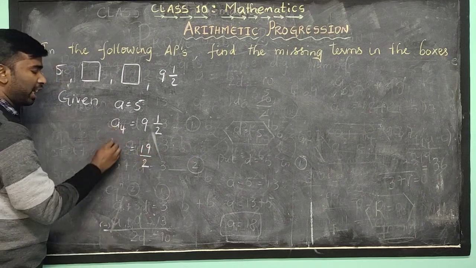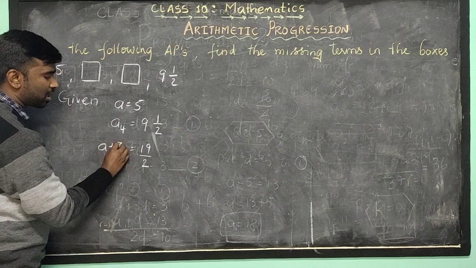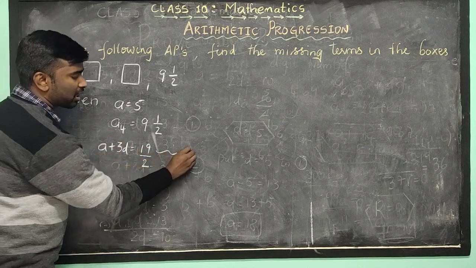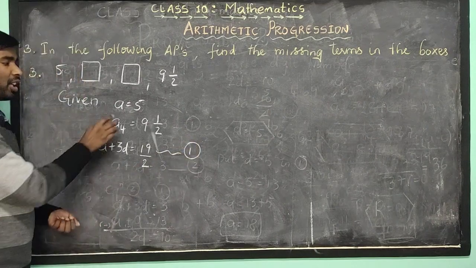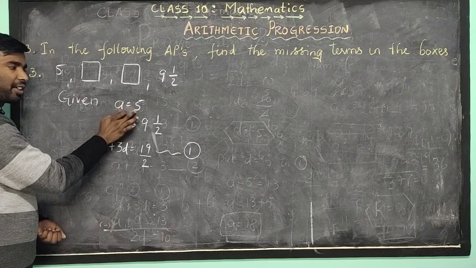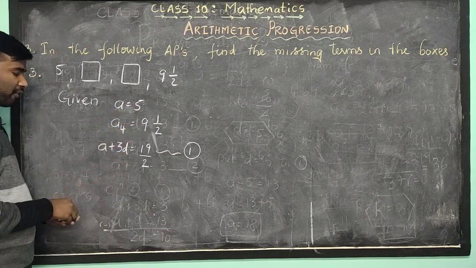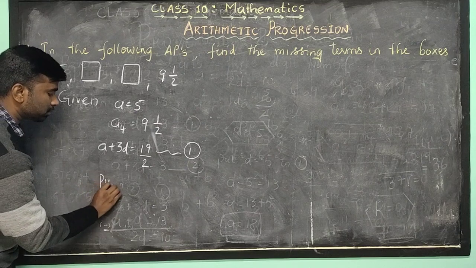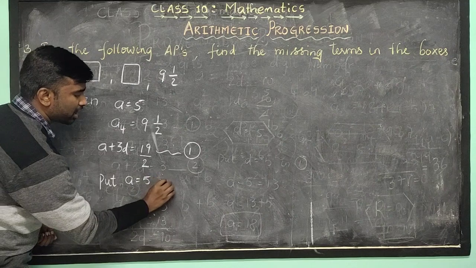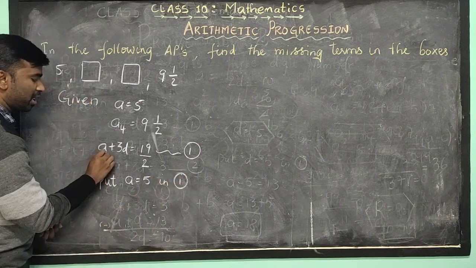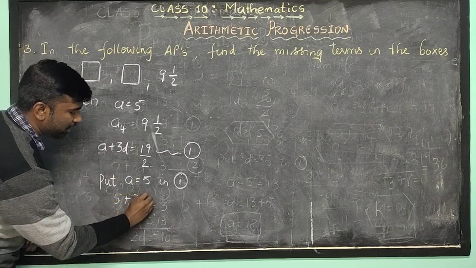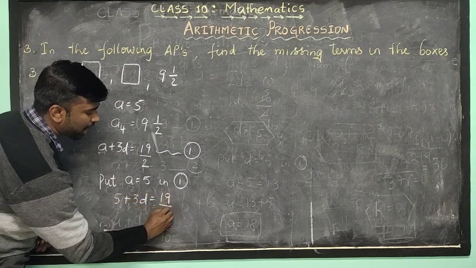Now what is A4? A4 can be written as A plus 3d. I'll consider this as equation 1. Now we have the value a equals 5. Substitute a equals 5 in equation 1. Now instead of a, I should write what? 5 plus 3d equals 19 by 2.